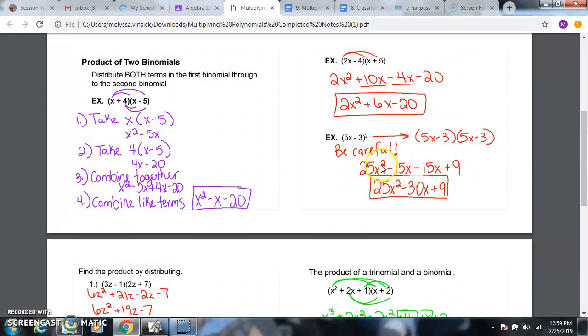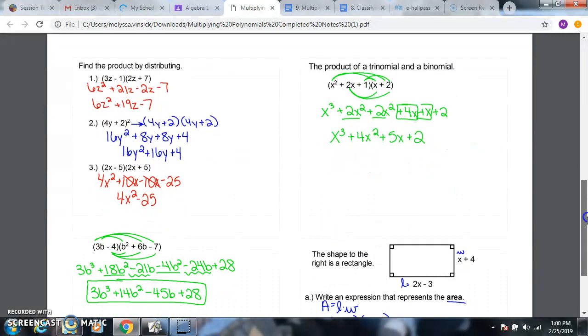So my highest power still comes down first. It doesn't have any like terms. Then negative 15x minus 15x. Be very careful with your signs. Negative 15 minus 15 is a negative 30. Okay? It does not cancel out. It is not 0x. Use your calculator if you're unsure. Negative 15 minus 15. And then the positive 9 comes down.